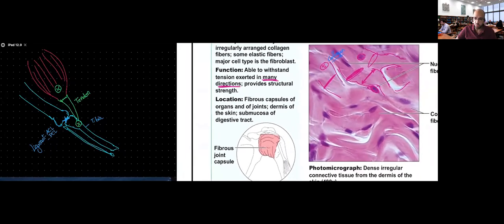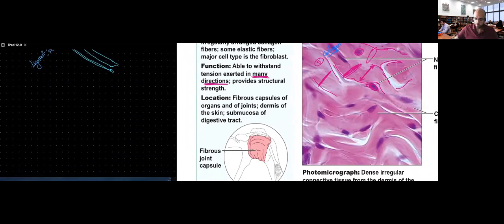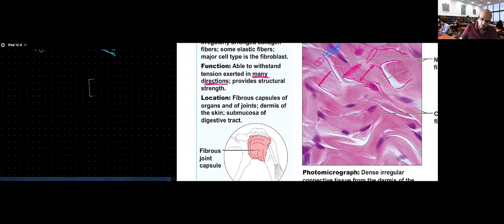Where do I have dense irregular? For example, your skin. Your skin is formed of an outer layer, which we call the epidermis, and then we have the dermis, and then below the skin, we have the hypodermis. So in the dermis, as I pull on my skin in many directions, my skin won't rupture. What allows it to do so is the presence of the dense irregular connective tissue in its structure. It can withstand tension in many directions.